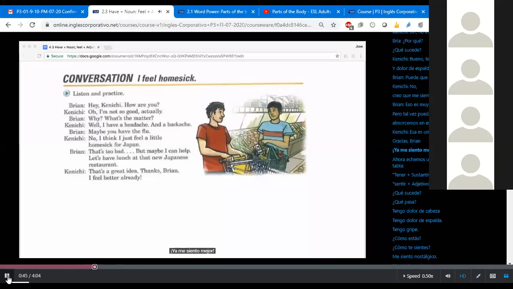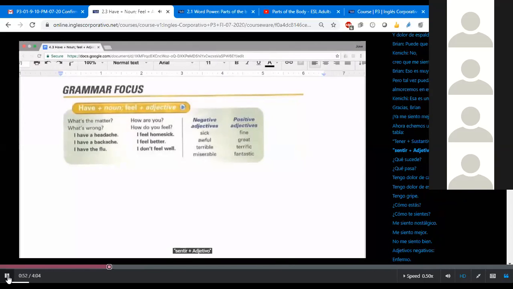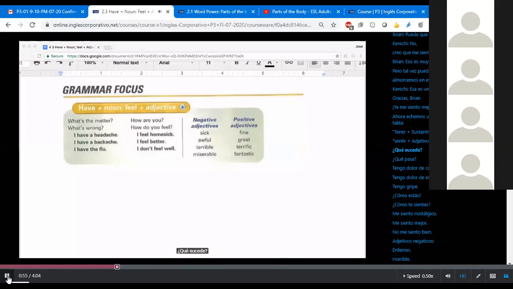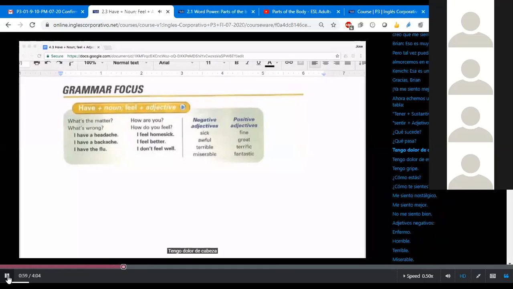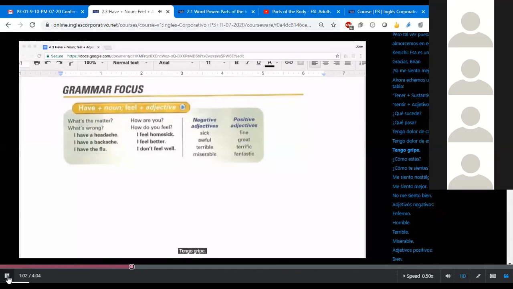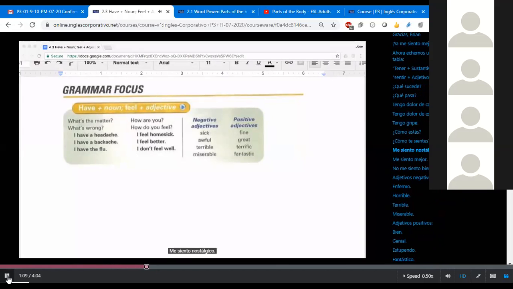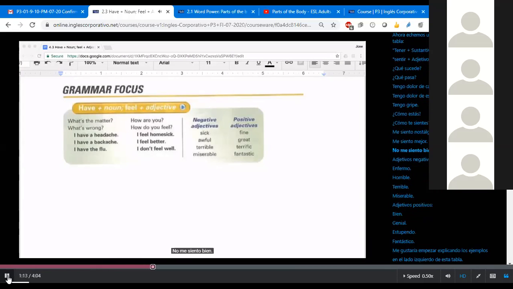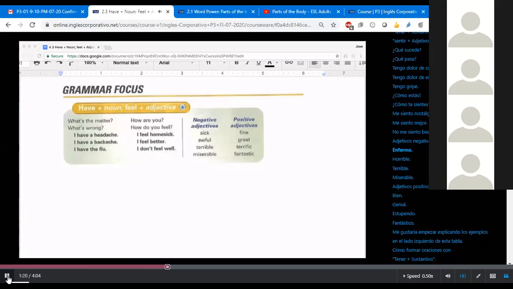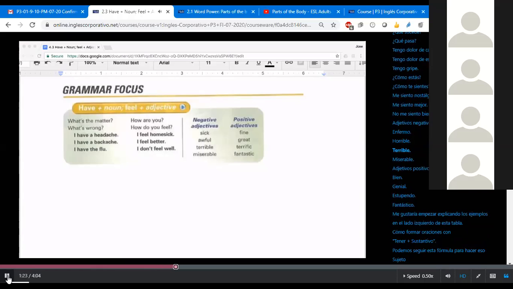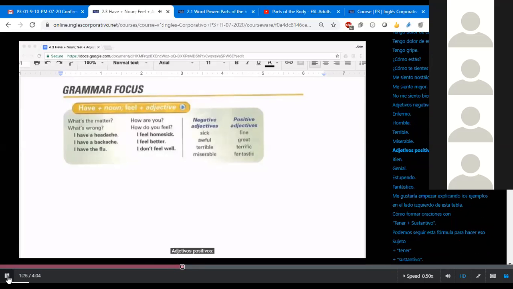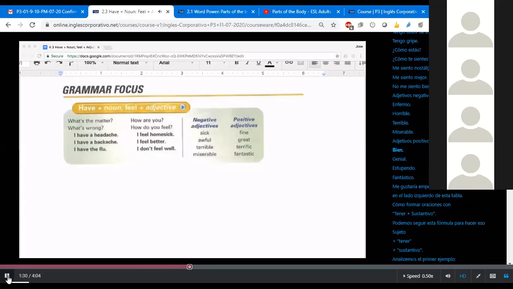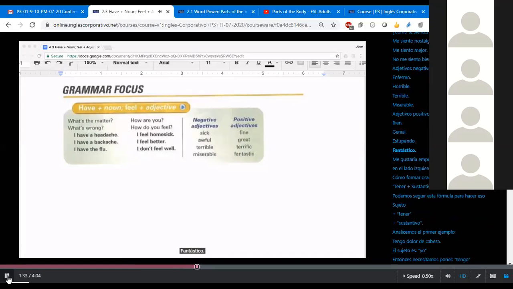I feel better already. Now let's take a look at the examples on this chart. Have plus noun. Feel plus adjective. What's the matter? What's wrong? I have a headache. I have a backache. I have the flu. How are you? How do you feel? I feel homesick. I feel better. I don't feel well. Negative adjectives: sick, awful, terrible, miserable. Positive adjectives: fine, great, terrific, fantastic.